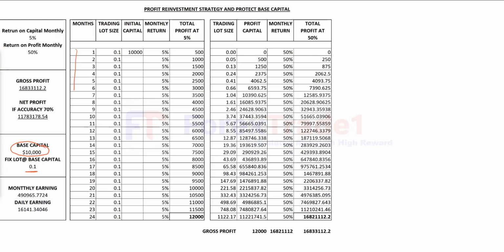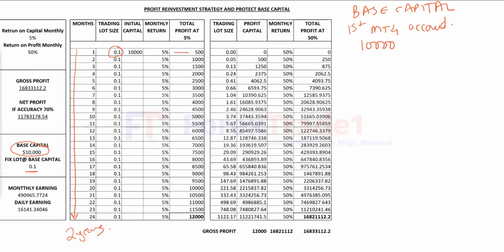This is a 24 month period, so 2 years, and the lot size we took is only 0.1. A 5% return is equal to $500 profit. Here we just diversify your base capital. First, the MT4 account. Here we are going to trade $10,000 with a 5% return ratio with the 0.1 lot size.